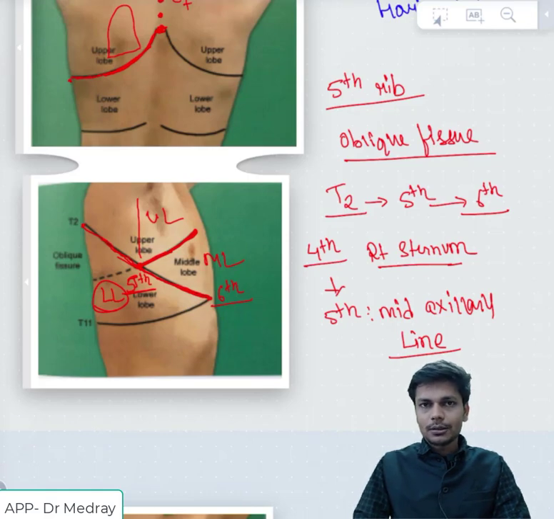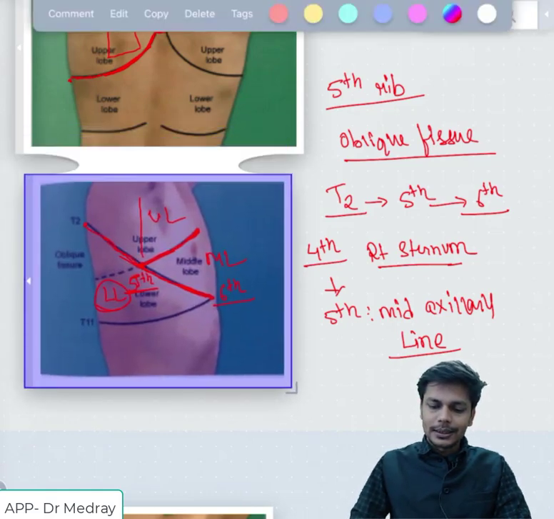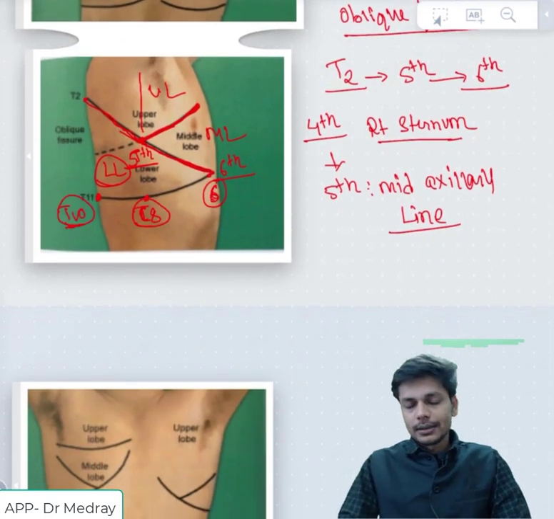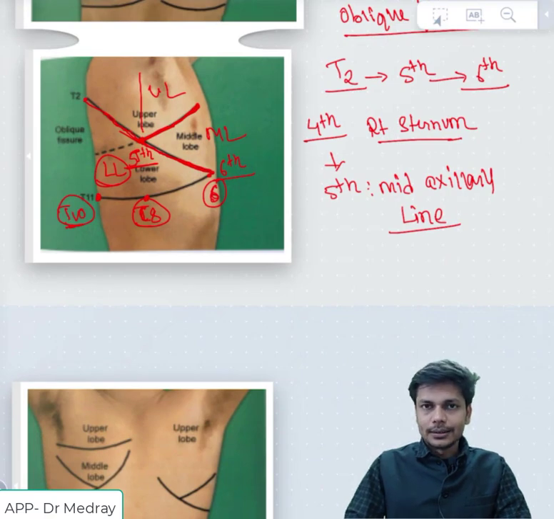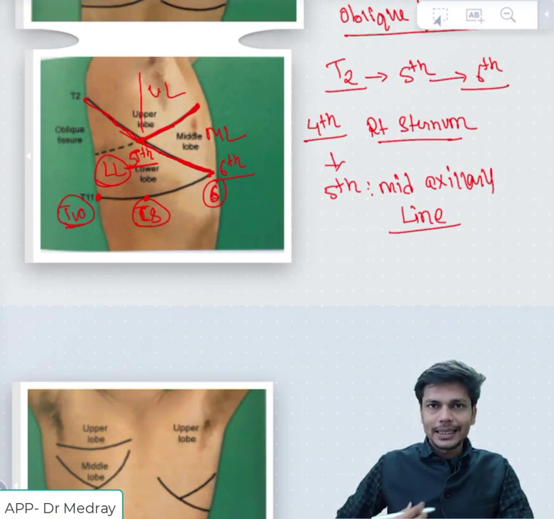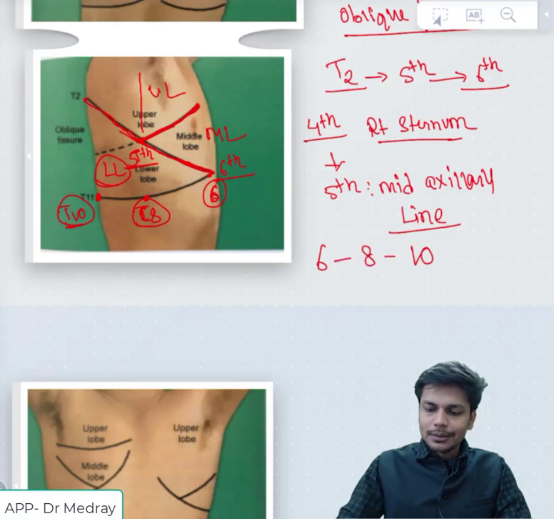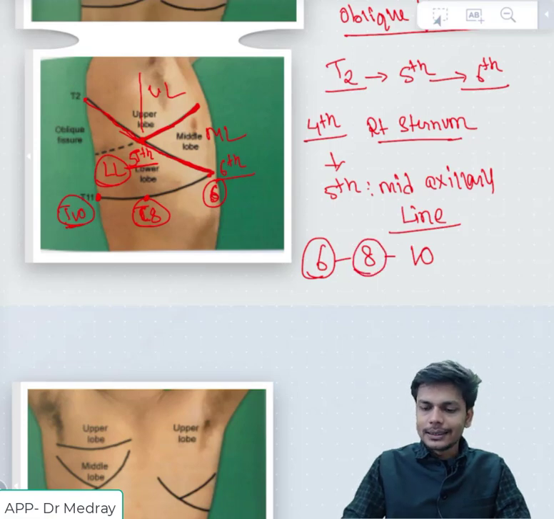So what is the lower border of the lung then? This is the lower border of the lung. The lower margin of the lung anteriorly in the mid-clavicular line lies at the rib 6. In the mid-axillary line, it lies at the rib 8, and posteriorly, it lies at the rib 10. So this is the rule: 6, 8, and 10. In the mid-clavicular line, it is the 6th rib. In the mid-axillary line, it is the 8th rib, and posteriorly, it is the 10th rib.